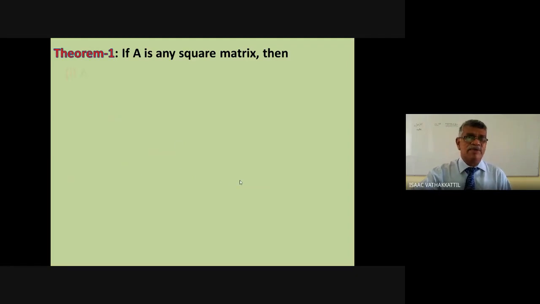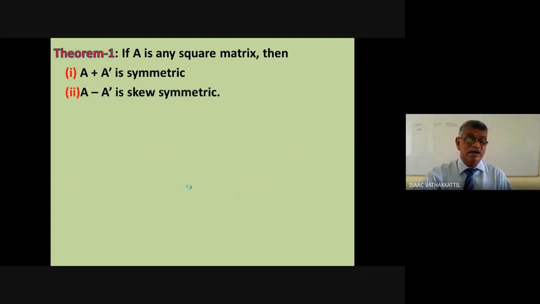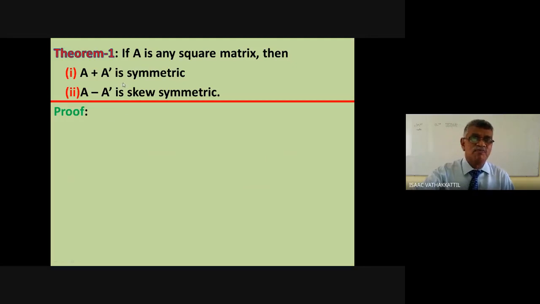If A is a square matrix, then A + A' is a symmetric matrix. Remember something which you need to know. If A is any square matrix, you have to retain this: then A + A' is symmetric, and moreover, A - A' is skew symmetric. Something to be remembered. I may ask you later also. We may apply it immediately by tomorrow. Let us prove. It's a simple question. Only one step, one step proof.